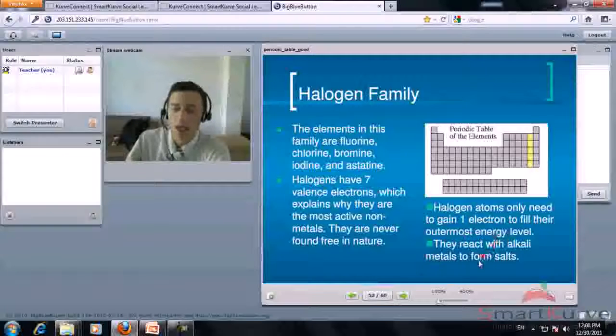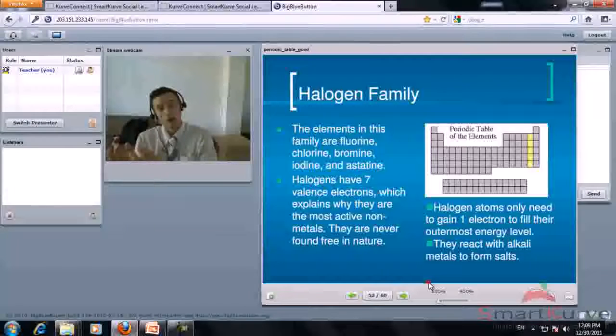They react with alkali metals to form salts. Remember, we saw that. The halogen chlorine reacts with the alkali sodium to form sodium chloride. So the alkalis lose an electron. The halogens take an electron. So these halogens react with the alkalis to form salts like sodium chloride, potassium chloride, potassium fluoride.